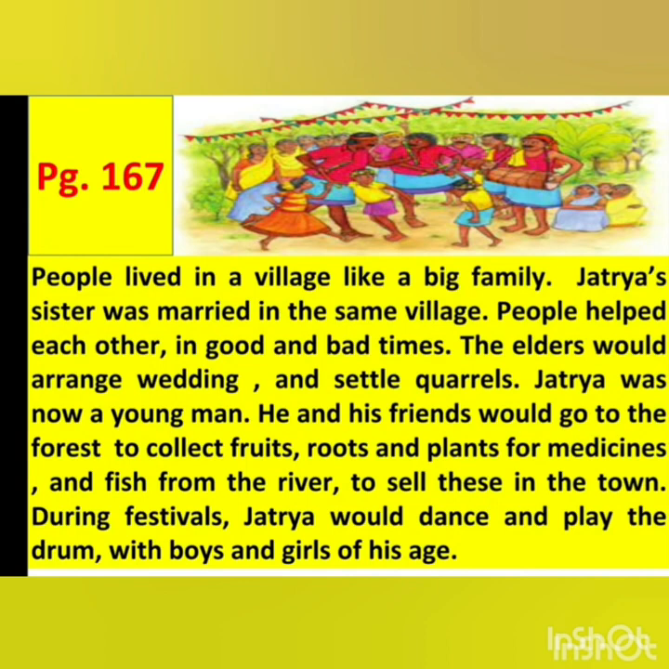Jatrias was now a young man. He and his friends would go to the forest to collect fruits, roots, and plants for medicines, and fish from the river to sell these in the town. During festivals, Jatrias would dance and play the drum with boys and girls of his age. In this picture also you can see the people are dancing, singing and playing the dhol.